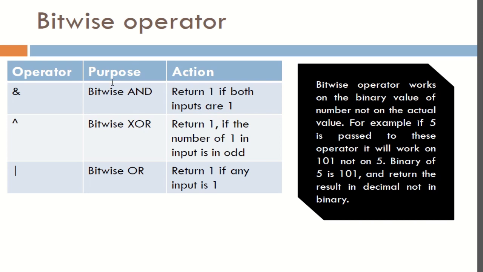Now see bitwise operators. We have three operators: AND, XOR, and OR. AND returns one if both inputs are one. Let me explain: 1 and 0, you will receive 0. 1 and 1, you will receive 1. 0 and 1, you will receive 0. 0 and 0, you will receive 0.